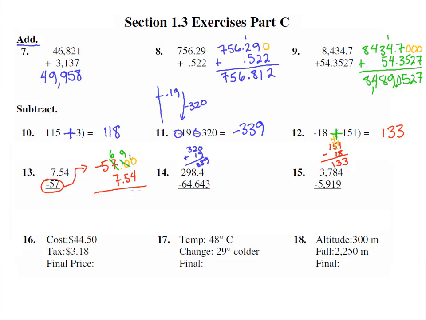10 minus 4 is 6. 9 minus 5 is 4. There's the decimal right there. 6 minus 7, no, that doesn't happen. So we've got to do another borrowing here.